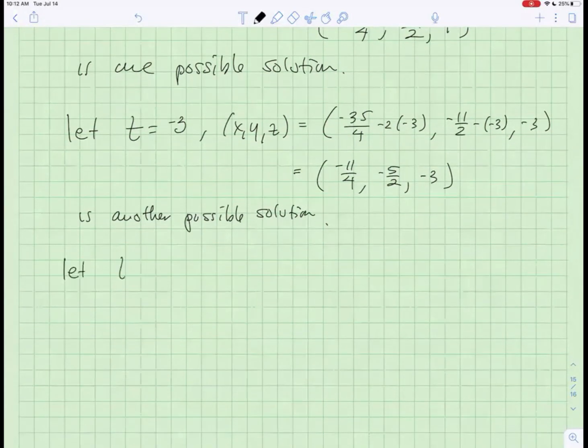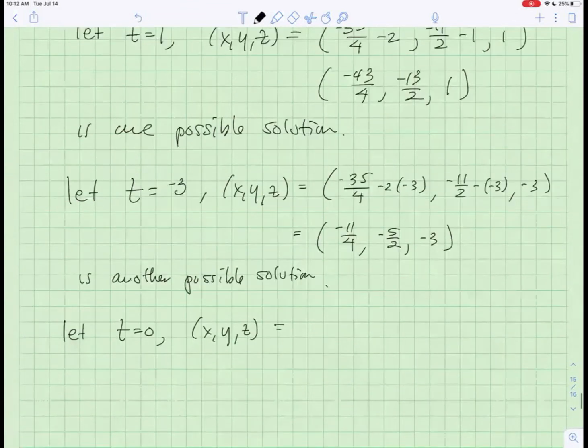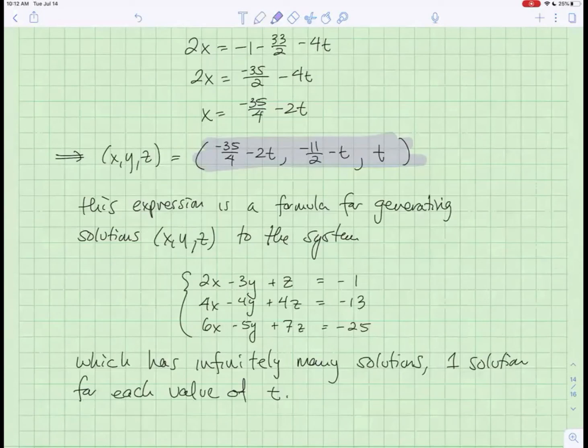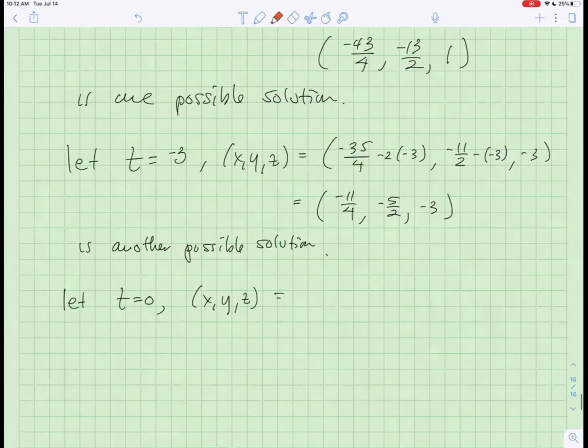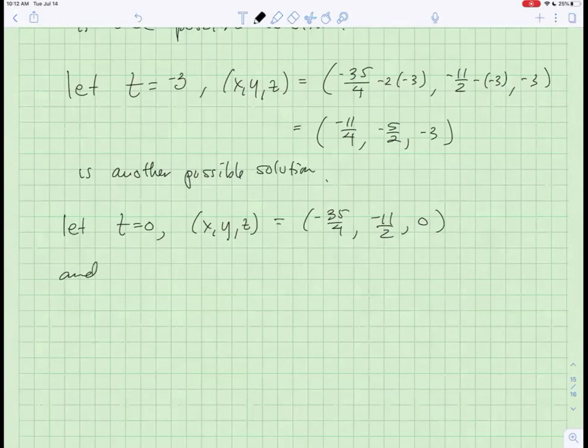Probably the easiest one is let t equal 0. And if t equals 0, then x, y, z is going to equal, if we let t equal 0 in each case, negative 35 over 4, negative 11 halves, excuse me, and 0. And the list goes on. So there is an example of infinitely many solutions and how to back solve using a parameter.